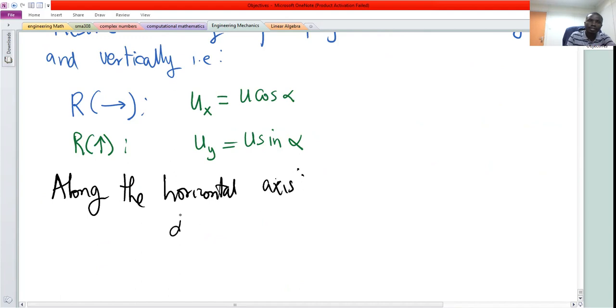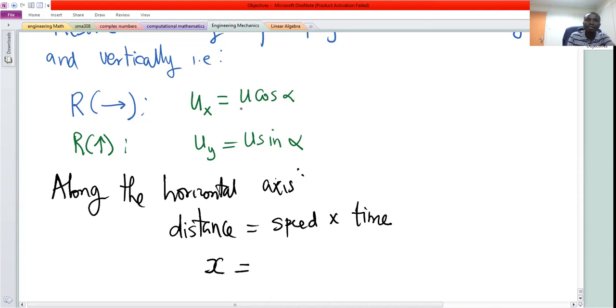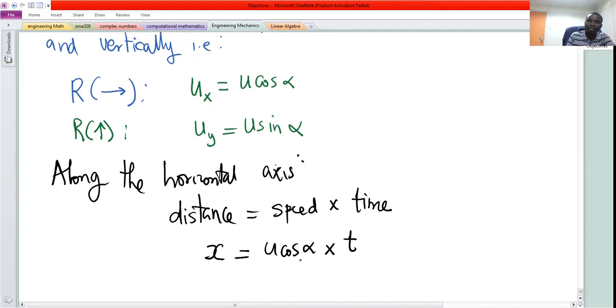we know that distance is given by speed times time. So the distance along the horizontal axis, which we call x, will be given by the horizontal component of velocity, u cos alpha, times time, let's call it t. So x equals ut cos alpha. Call this equation 1.